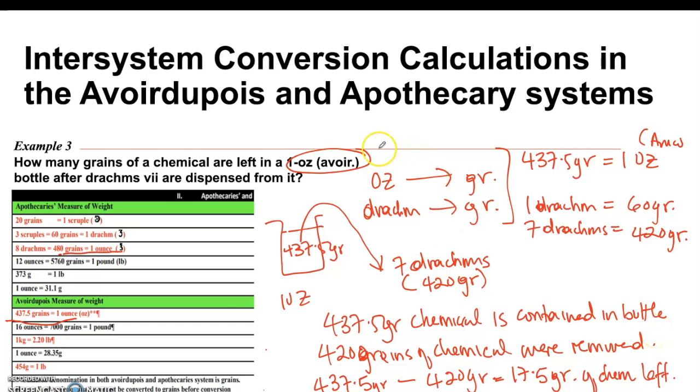Okay, so I hope you understand that we can't just convert the drams or the ounces to drams and subtract 7 drams from 8 drams, because what we will have is 60 drams that will be left. And 60 drams would be significantly more than 17.5 grains, which would have been incorrect. So once you're working with avoirdupois and apothecary, you convert the units to grains first.